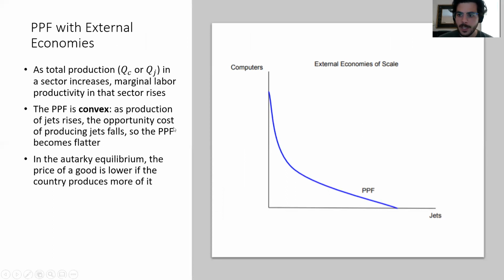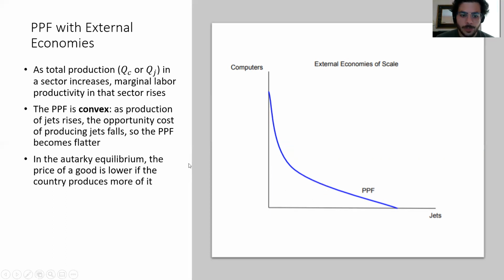So first, let's look at the PPF when we have economies of scale. So as total production in each sector rises, marginal labor productivity in that sector rises. That means as we produce more of something, the marginal cost of it is going to fall. So this gives us a PPF that has a convex shape. So for example, as the production of jets rises, the opportunity cost of producing jets falls. We become better at producing jets and worse at producing computers. So this means that the PPF becomes flatter. So if we produce more jets, the opportunity cost of jets falls.